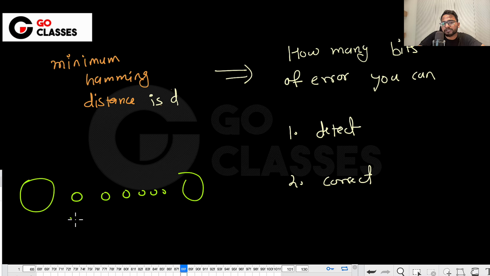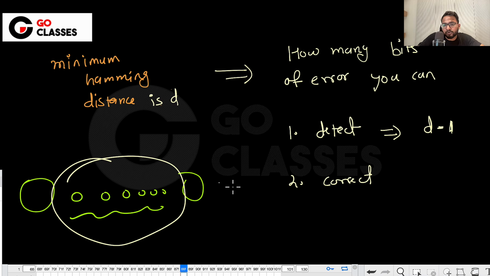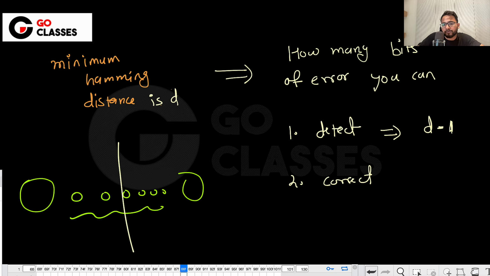D minus 1 number of invalids in between. It means that you can detect up to D minus 1 bits of error. And how many bits of error can you correct? Among these D minus 1, you need to basically divide into half, right? (D minus 1) by 2, you take the integer part. These many you can correct.